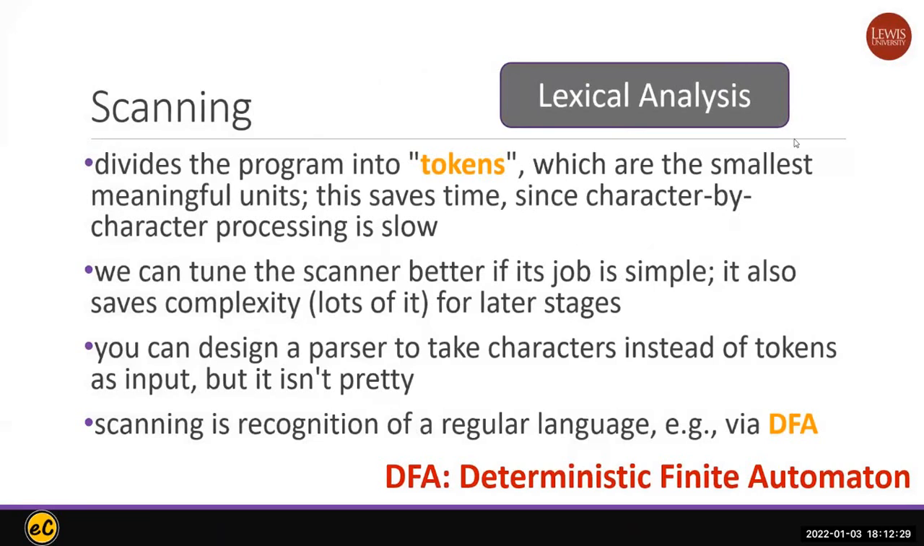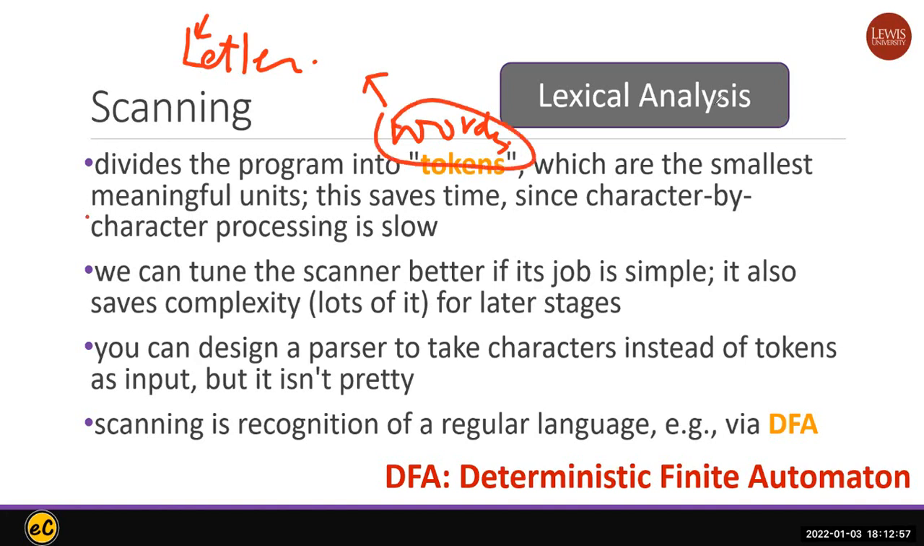The first stage is scanning, which we call lexical analysis, where we divide the program into tokens. Tokens are the smallest meaningful units. We usually compare tokens to English words. A word is built from letters, but each letter doesn't have its own meaning. Only words have meaning, so words are the minimum meaningful unit. But because we want to make sense for our machine, we need to translate the program into tokens.